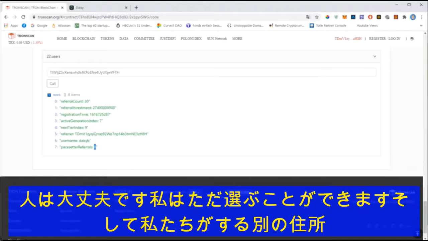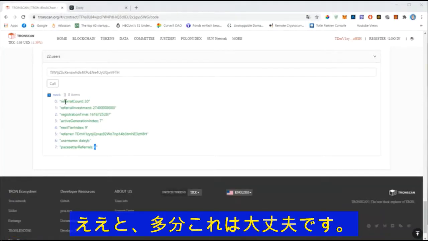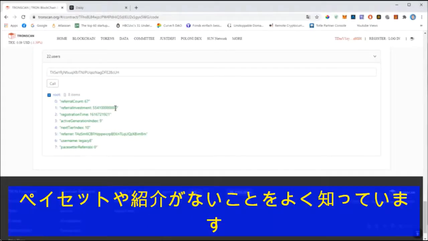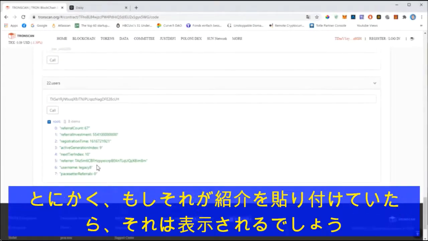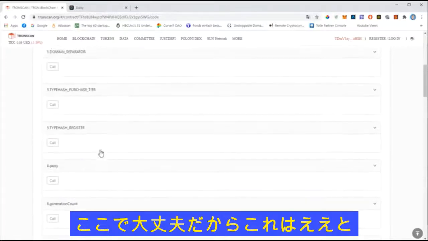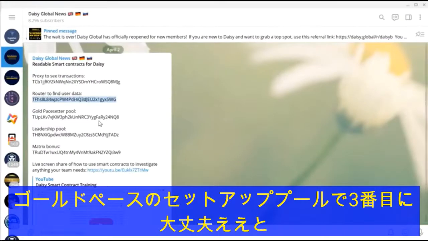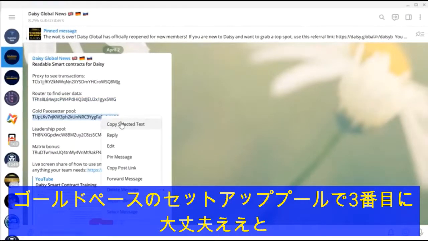Okay, let me just pick another address where we will see that this person has paysetter referrals. Let me see, maybe this one. Okay, so that will show you. No, that has no paysetter referrals. Well, anyway, if it had paysetter referrals, it would be shown here. Okay. All right. So this is the second smart contract. Let's have a look at the third, the gold paysetter pool.